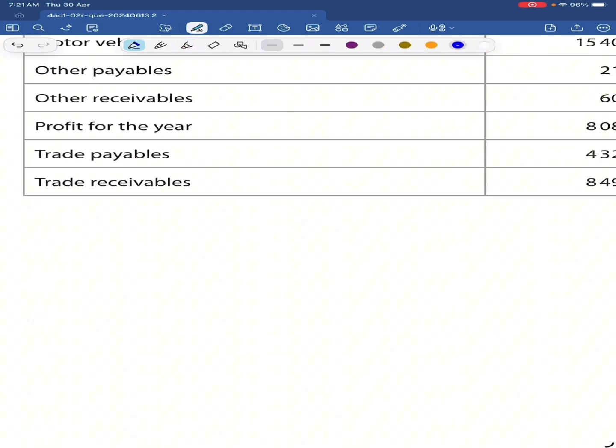Remember the accounting equation. What do we have? We have assets equals capital plus liabilities. There are two types of assets. You have non-current assets, that should be number 1. Number 2 is your current assets. So that is the first section of your statement of financial position.